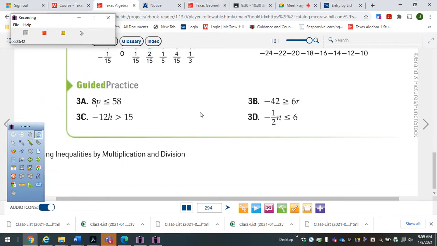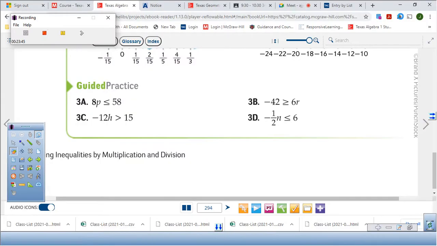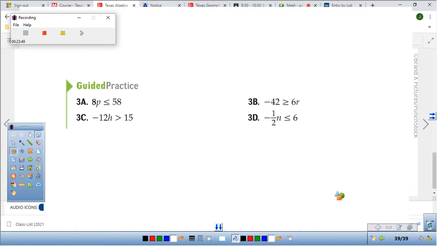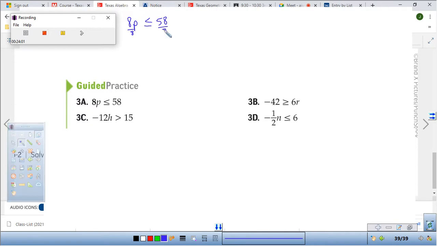Let me try these real quick. So in the top right here, I would have 8p is less than 58. Again, that's my 8 times p, so I would divide by an 8, divide by an 8. This one gives me p is less than or equal to 58/8. Man, I don't even know what that is. What I can do is divide them by 4, no, 8, no. So I'm just going to simplify this real quick.